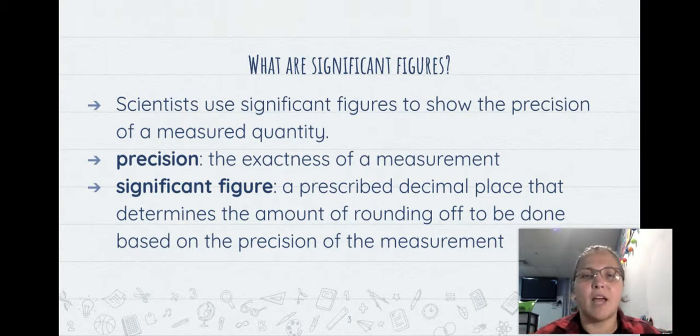You don't want to be vague and just say, oh, it's 10 if it was 10.59. And a significant figure is a prescribed decimal place, or just a determined decimal place, that tells the amount of rounding to be done based on how precise the measurement is. So it's what is determined by the rules.